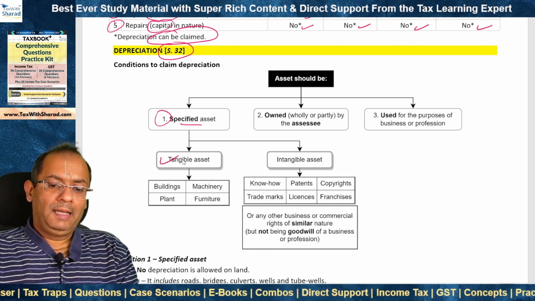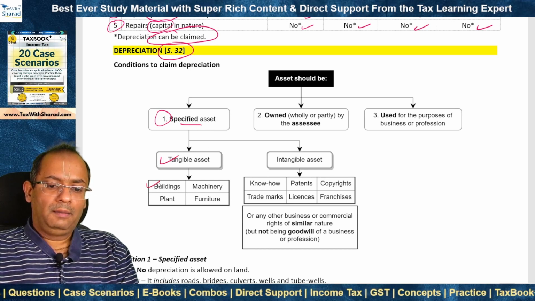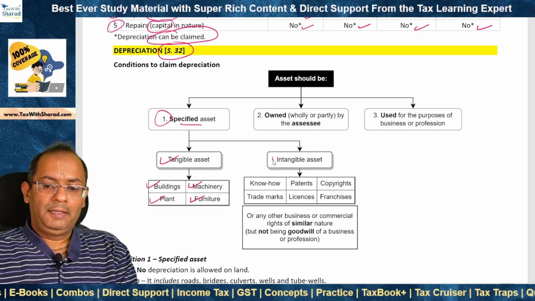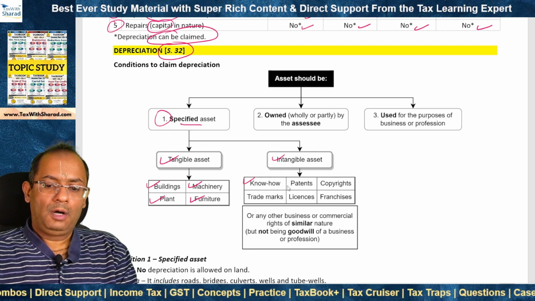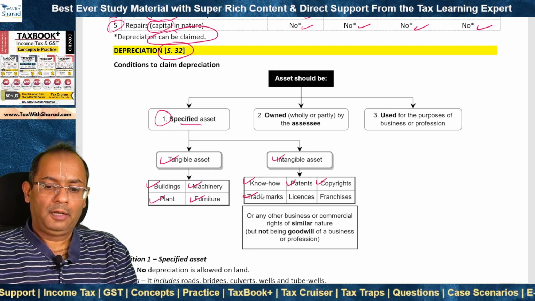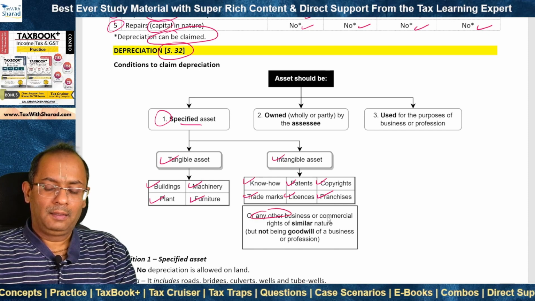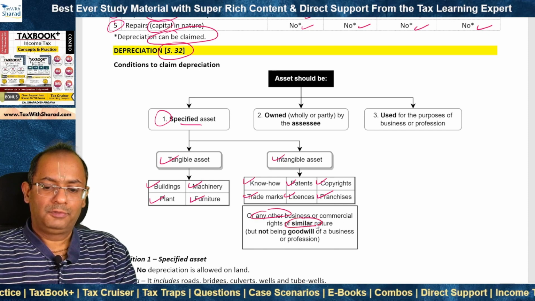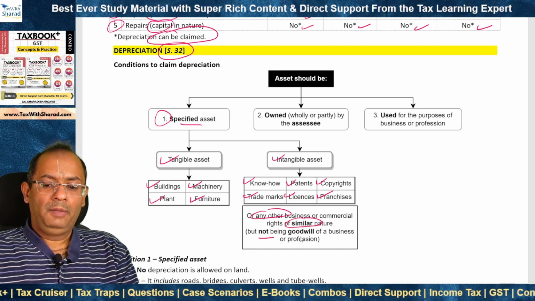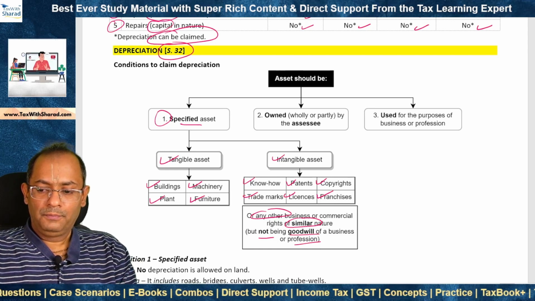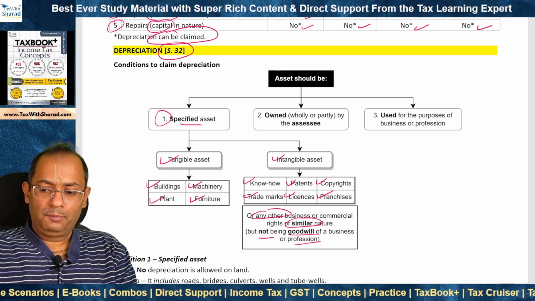If it is a tangible asset, the asset should be buildings or machinery or plant or furniture. If it is an intangible asset, then the asset should be know-how or patents or copyrights or trademarks or licenses or franchisees or any other business or commercial rights of similar nature, not being goodwill of a business or profession. So depreciation is not allowed on goodwill of a business or profession.